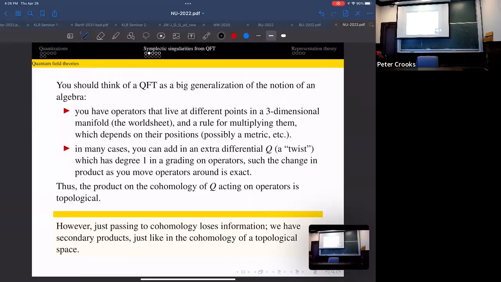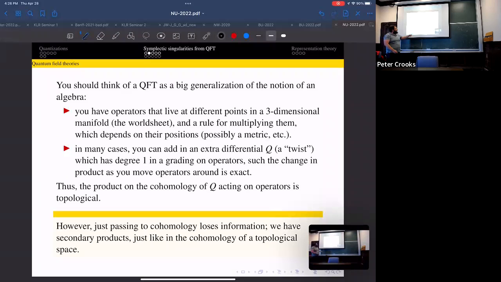So what's a quantum field theory? Obviously that's a very big question, but I think I know a reasonable answer, which is that it's an algebra, but a really big, different kind of algebra. Algebras are things where I have stuff and I multiply them. Well, in quantum field theory, you have stuff that lives at different points in a manifold, and a rule for multiplying them that might have something to do with where they are on the manifold.